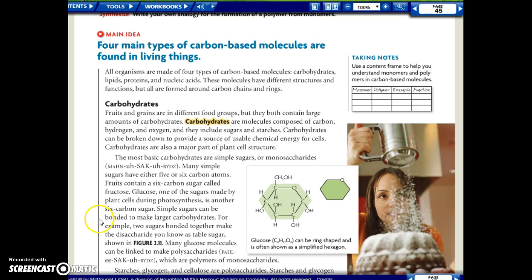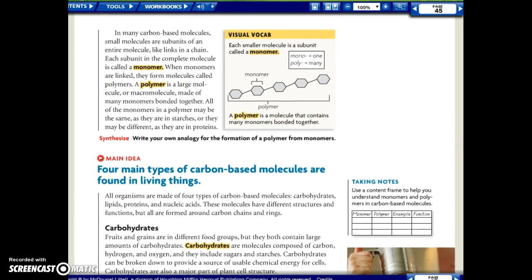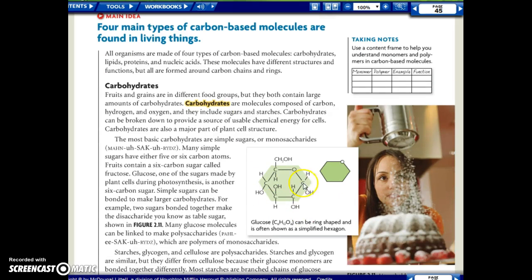Simple sugars can be bonded to make larger carbohydrates. For example, 2 sugars can be bonded together to make the disaccharide you know as table sugar, shown in figure 2.11. Many glucose molecules can be linked to make polysaccharides, which are polymers of monosaccharides. So let's go up to the top here. Let's look at our monomer and polymer. These are actually glucose molecules. We can see an image of glucose down here, and it says that it's a 6-ringed structure.